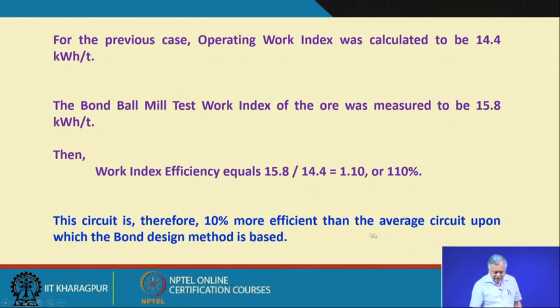because the Bond test work index is proposed, as there is no theory in that, that is also an experiment. So, you have got a circuit where you feed this material like this, you have this type of configuration of your balls, and you try to break your particles from a particular feed size to a product size of less than 100 micrometer, and that is an ideal test condition. So, you have got a machine, you have got a circuit, and you are saying that my circuit is 10% more efficient than the average circuit upon which the Bond design method is based.